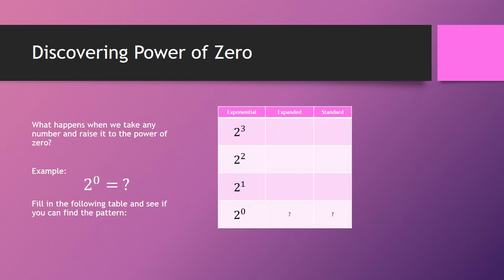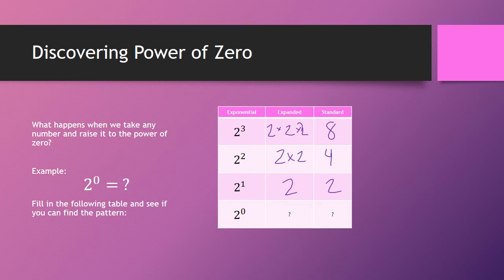So 2 to the third is 2 times 2 times 2, which if I put it in the calculator is 8. Be careful, it's not 6. 2 times 2 is 4. 4 times 2 is 8. 2 to the power of 2, that's going to be 2 times 2, which is 4. 2 to the power of 1 is just going to be 2 for both the expanded and the standard form.